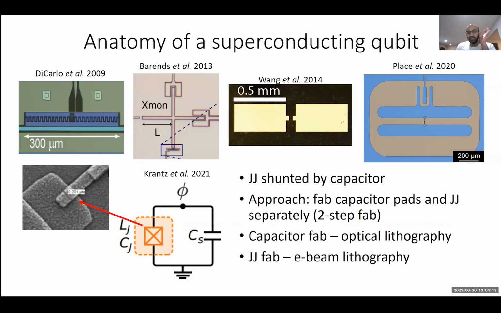Because of these two very different length scales, we're going to approach the fab using a two-step process where we fabricate the capacitor pad and the ground plane, if it exists, in a first step using optical lithography, and then we can fabricate the junction using electron beam lithography in the second step. There's also a way to fabricate both the capacitor and the junction in a single step using electron beam lithography, and I'll show you how that's done at the end of the lecture. But I personally found the two-step process to be more reliable and easier to do, even if it takes a little bit more time.